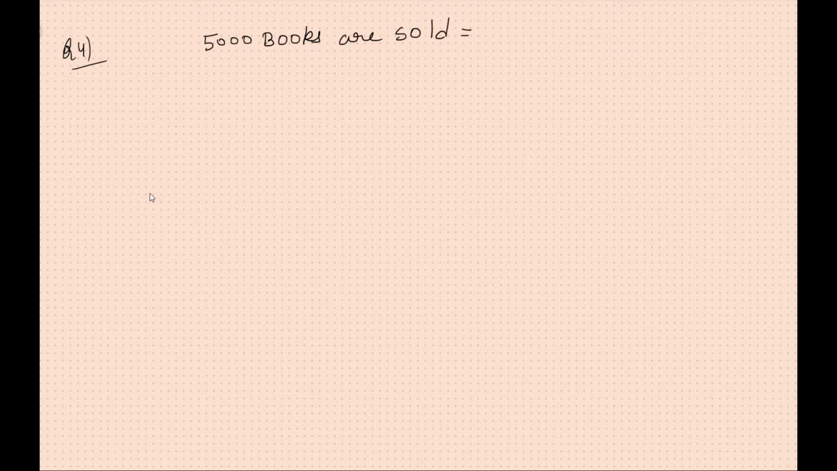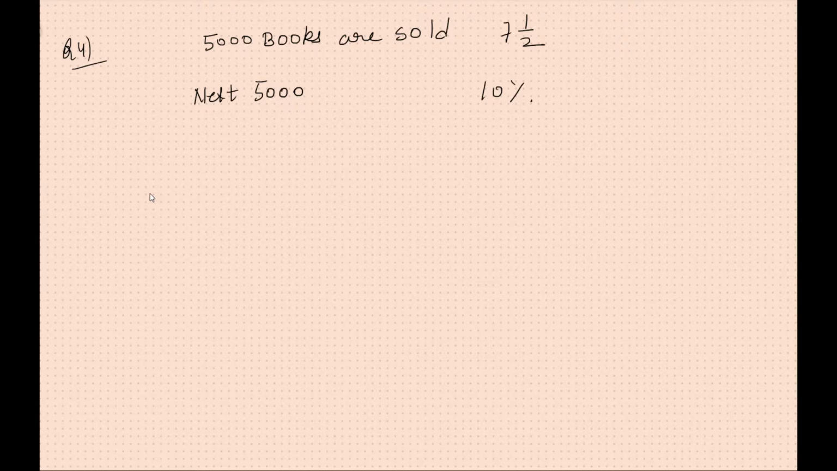He receives a royalty of 7.5% on the first 5,000 books. Then 10% of the selling price on the next 5,000. So for the next 5,000 he is getting 10% royalty. And 12.5% of the selling price on the rest of the sales.